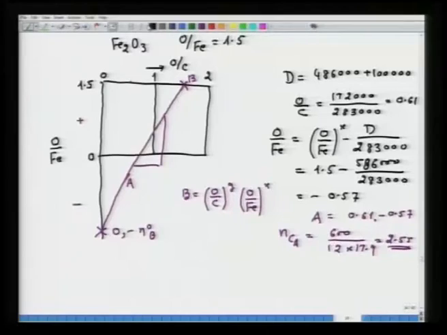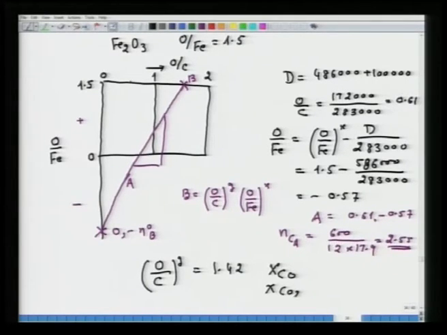Now, in this particular problem, the value of B, that is O by C G, if you plot properly, will come equal to 1.42 and from this one can calculate XCO and XCO2. So, that will be around 58% and here it will be 42%. So, that is what I mean, a graphical representation of the combined material and heat balance.